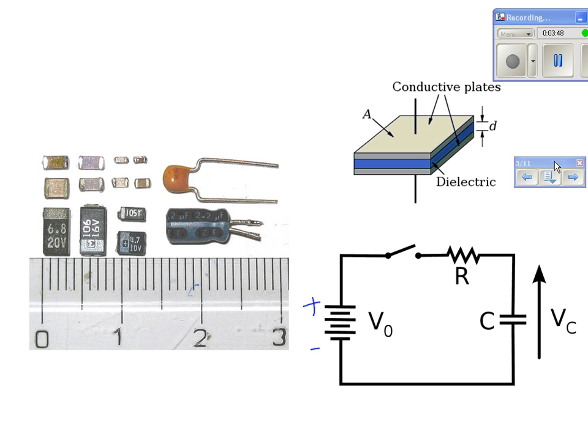So imagine what happens here. When I close this switch, for a moment, the electrons are going to want to flow. But remember, we draw current going the other direction. We draw it going from positive to negative, but we know it's the electrons that are moving. So what will happen is you'll get a negative buildup here and a positive buildup here.